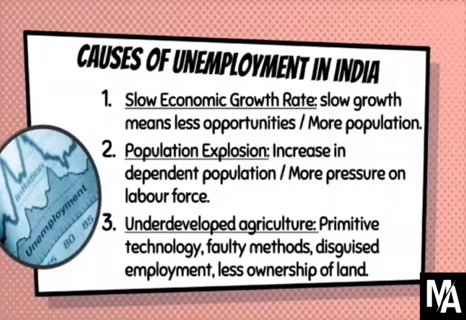The third one is underdeveloped agriculture. Agriculture is still using primitive technology, faulty methods, more than necessary employees or marginal laborers, which results in disguised employment. And there is very, very little ownership of land.